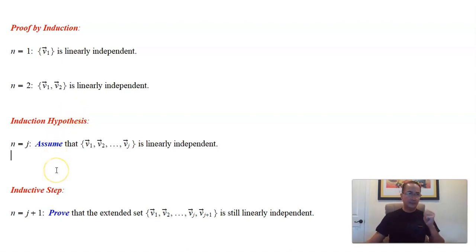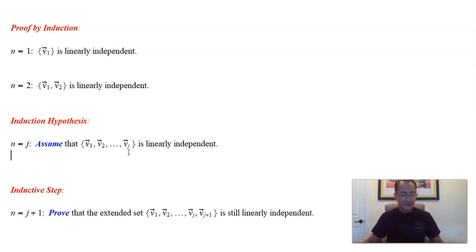Now for the induction hypothesis, let us assume that the set from v1 through vj is linearly independent for some positive integer j. We can make that statement because we already did the case when n equals 1 and n equals 2. So this is definitely true for v1 or v1 and v2, but let's assume we have proven it for v1 through some vj.